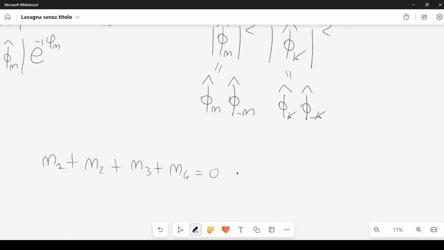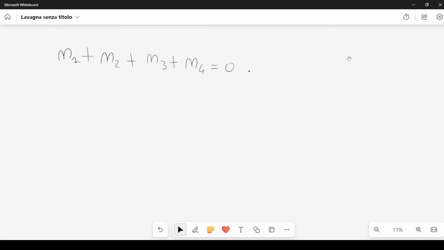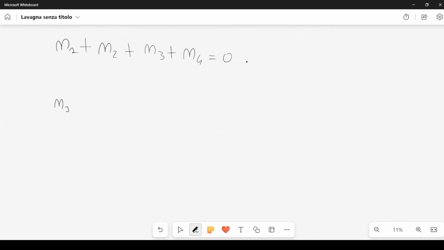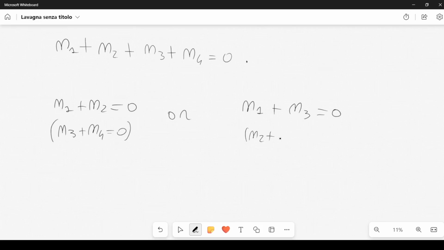Now, this is possible if, for example, we have n1 plus n2 equal to 0, which means that since these two conditions should be satisfied together, n3 plus n4 should also be equal to 0. Or if n1 plus n3 is equal to 0, which means that n2 plus n4 is also equal to 0, or we also have a third condition, n1 plus n4 equal to 0, which means implicitly that n2 plus n3 should be 0.